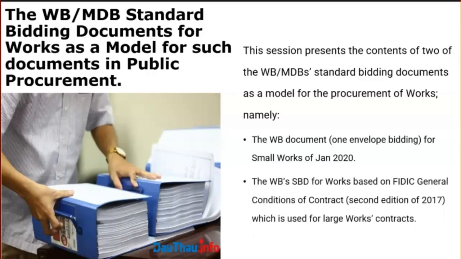The next one is the World Bank's Standard Bidding Document for Works based on FIDIC General Conditions of Contract 2nd edition of 2017, which is used for large works. And finally, we'll look at specific procurement package requirements.